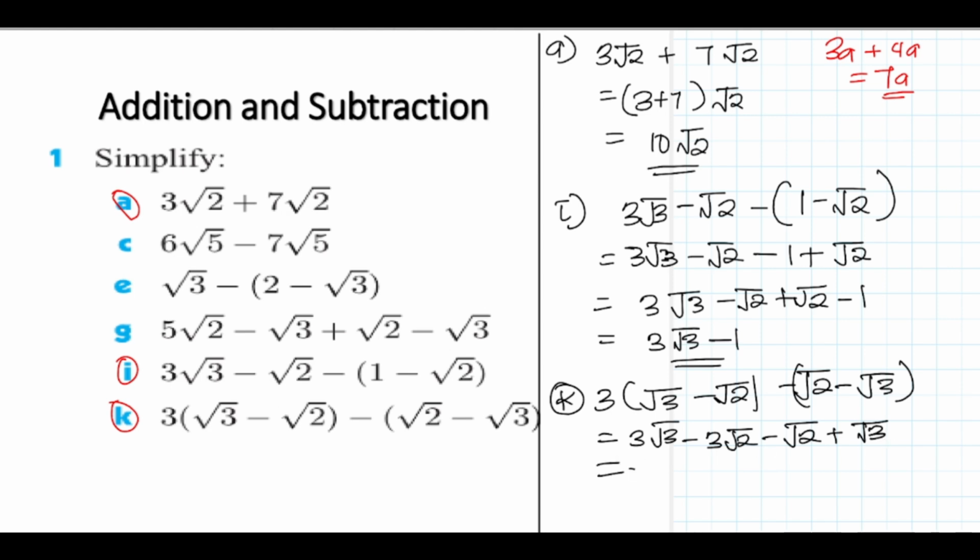And then we collect like terms. So that will be 3 root 3 plus root 3, and 3 root 2 minus root 2. So 3 root 3 plus 1 root 3, that would be 3 plus 1. So that would be 4 root 3 minus 4 root 2. You can see that 4 is common, so we can factorize that. So that can be 4 brackets root 3 minus root 2. And that is the final answer. So this is how you can simplify expressions involving surds.